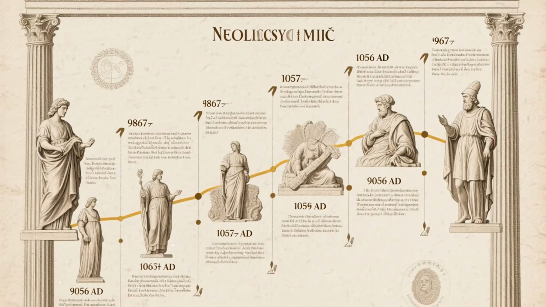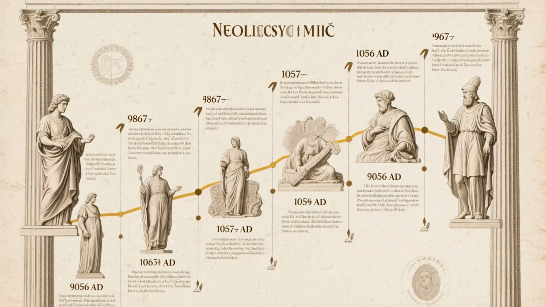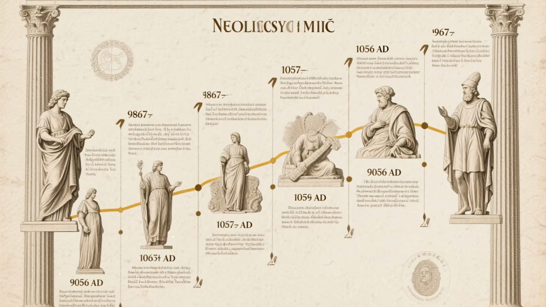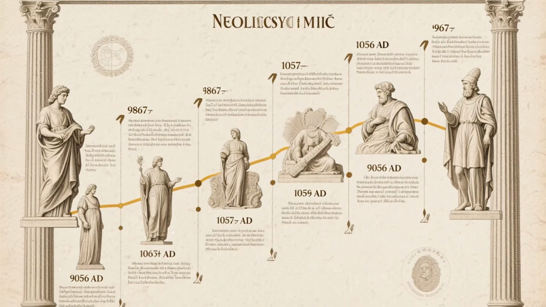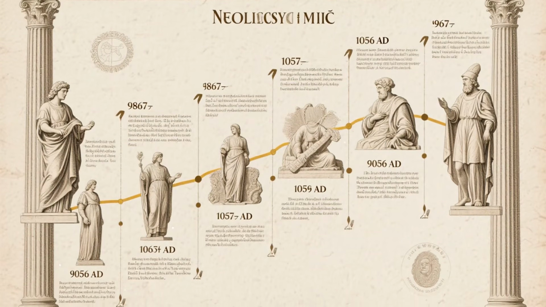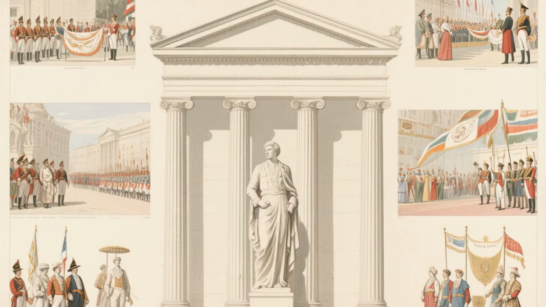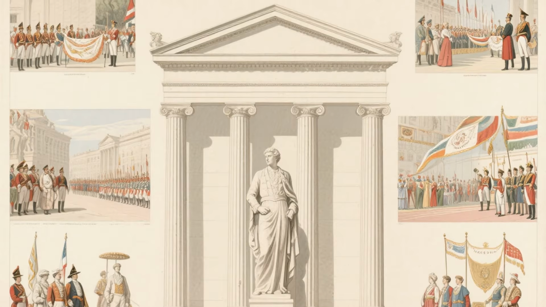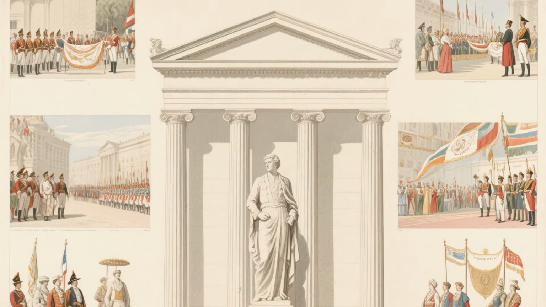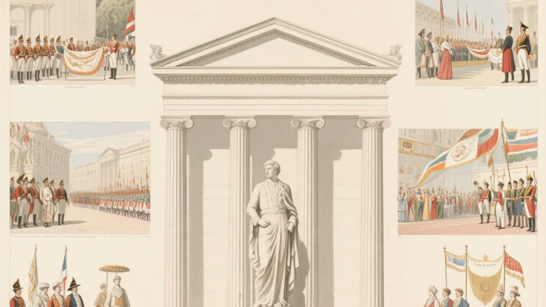The period of 867 to 1056 AD demonstrates the capacity of the Eastern Roman Empire to recover from earlier crises, consolidate power, and cultivate a lasting legacy in governance, military strategy, economic management, and cultural production.